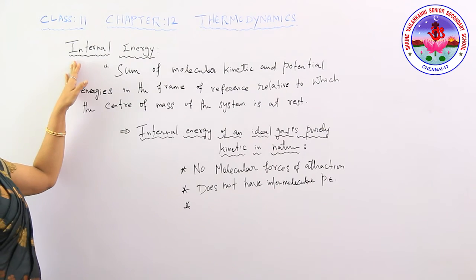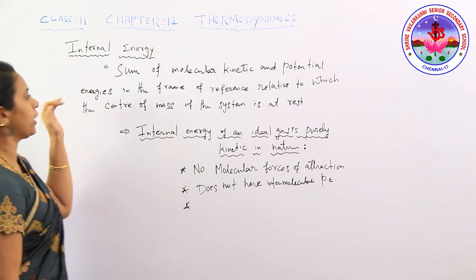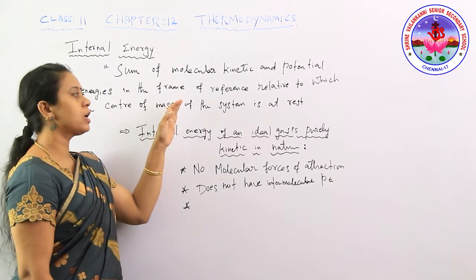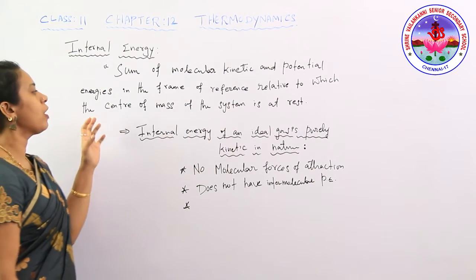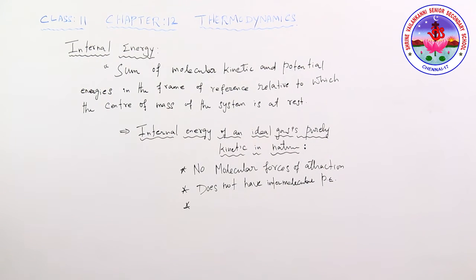Now, internal energy. The internal energy means the sum of molecular kinetic and potential energies in the frame of reference relative to which the center of mass of the system is at rest, right? The molecules of a real gas exert mutual forces of attraction on one another, so they possess intermolecular potential energy. The intermolecular potential energy of a real gas is a function of its volume, right?